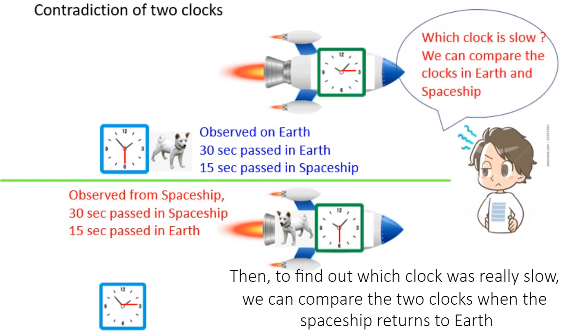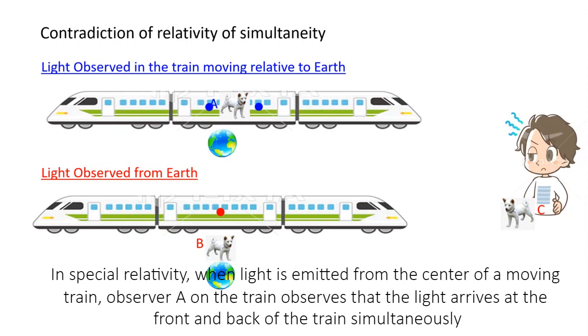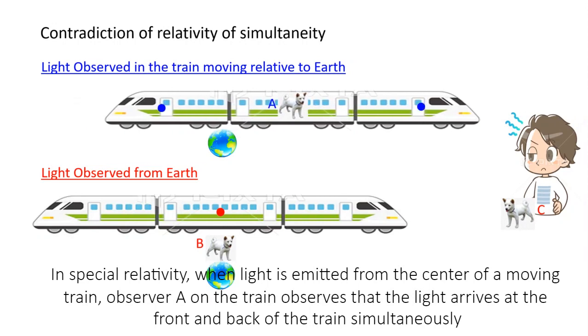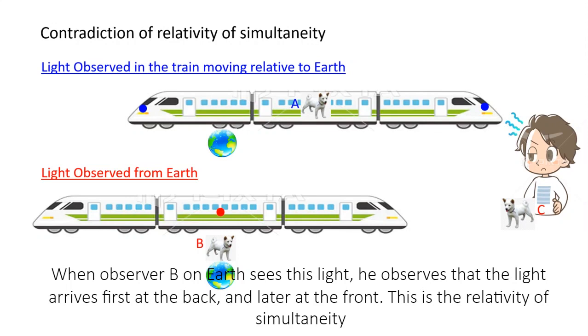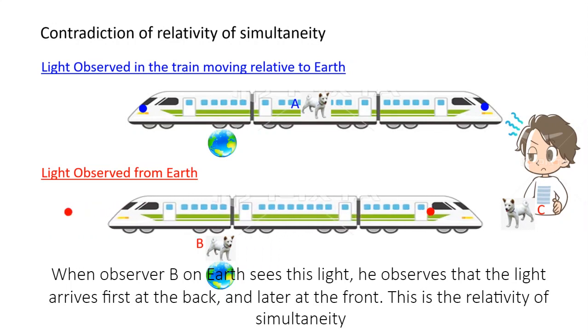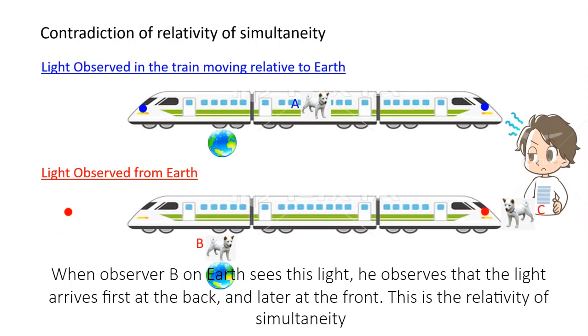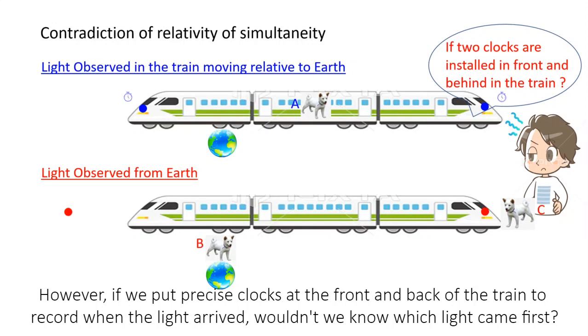Earth. In special relativity, when light is emitted from the center of a moving train, observer A on the train observes that the light arrives at the front and back of the train simultaneously. When observer B on Earth sees this light, he observes that the light arrives first at the back, and later at the front. This is the relativity of simultaneity. However, if we put precise clocks at the front and back of the train to record when the light arrived, wouldn't we know which light came first?